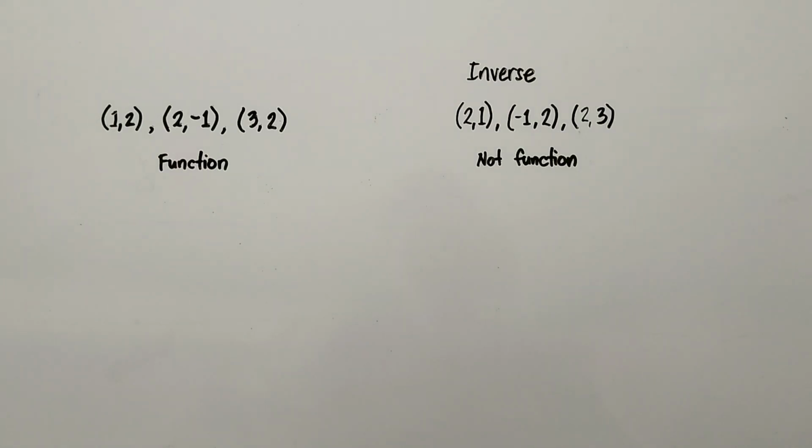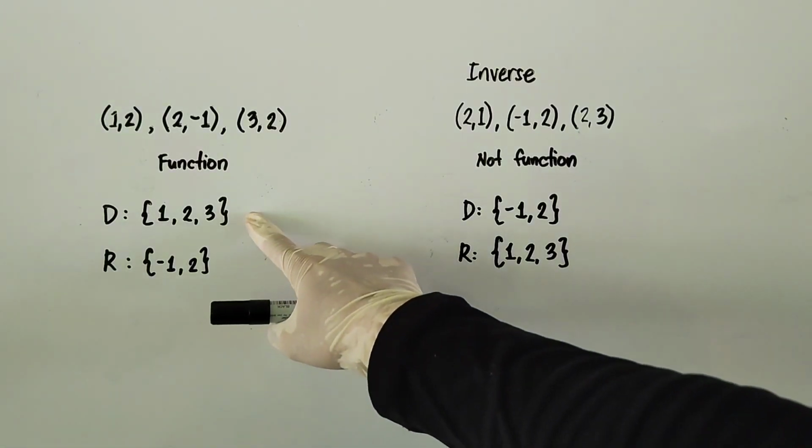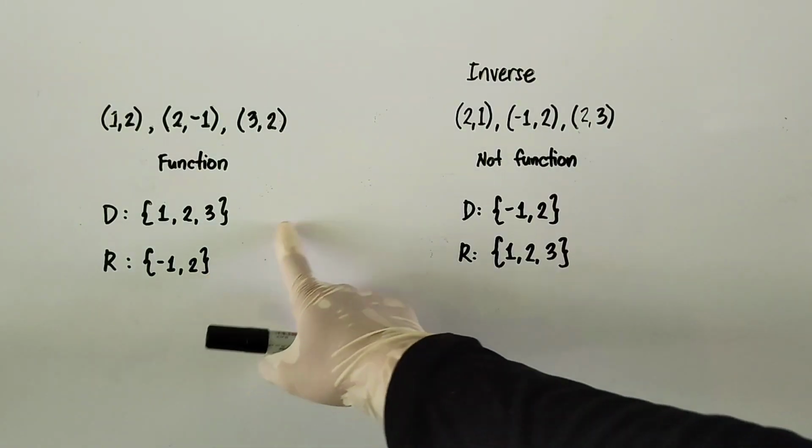Let us consider now the domain and range of our function. In the original given, the domain, or the set of all the x-coordinates, is the set containing 1, 2, and 3. And for the range, the set of the y-coordinates is the set containing -1 and 2. For its inverse, the domain is the set containing -1 and 2, and the range is the set containing 1, 2, and 3. Take note that the domain of the function becomes the range of its inverse, and the range of the function becomes its domain.